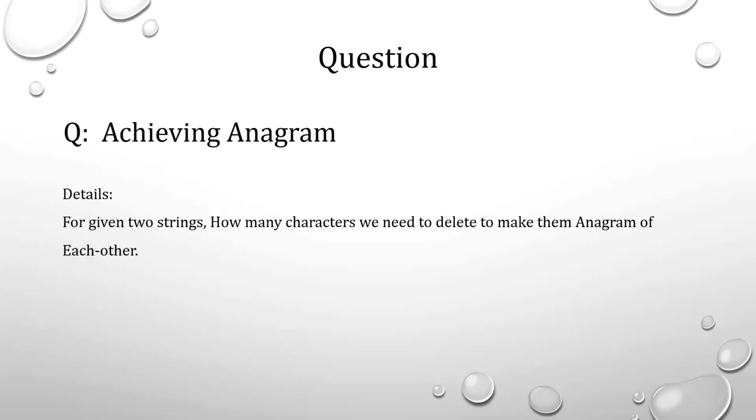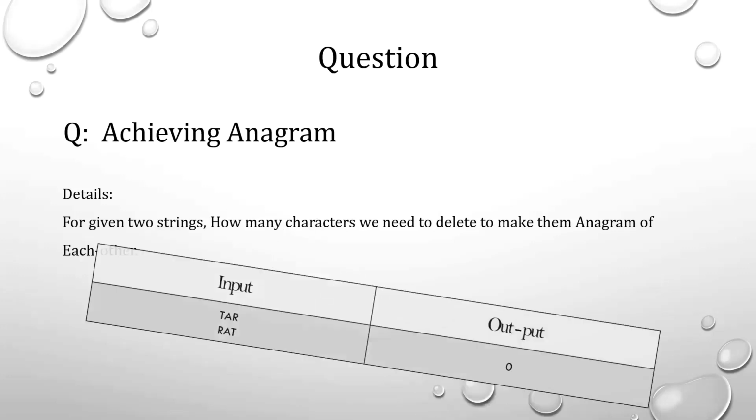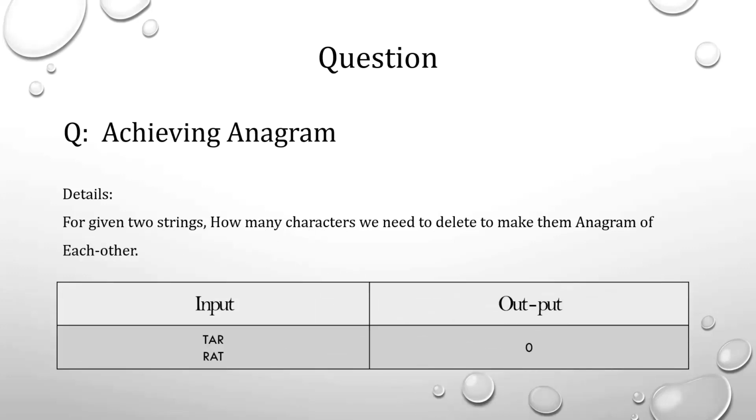So let's have a look at what kind of input and output we are dealing with. According to the details of the problem, we would be given two strings. How many characters do we have to delete to make them an anagram? In this given input, we have tar and rat, these two strings, and apparently they are already an anagram. Therefore, we do not have to delete any character, so the output will be 0.